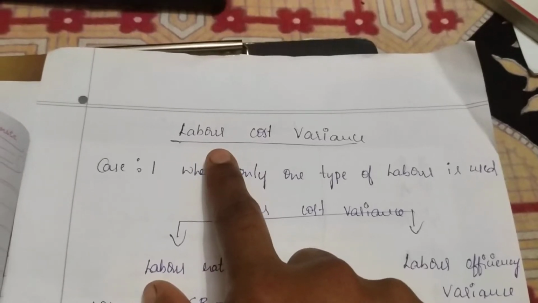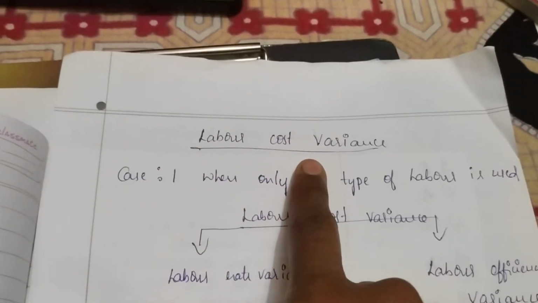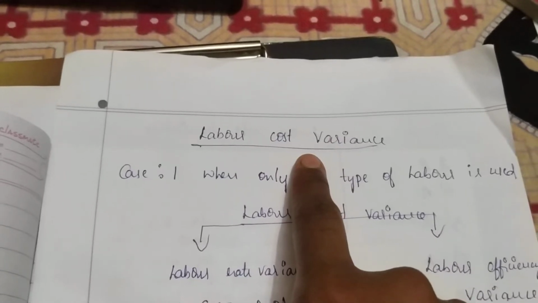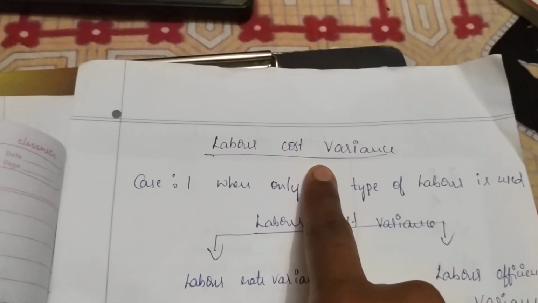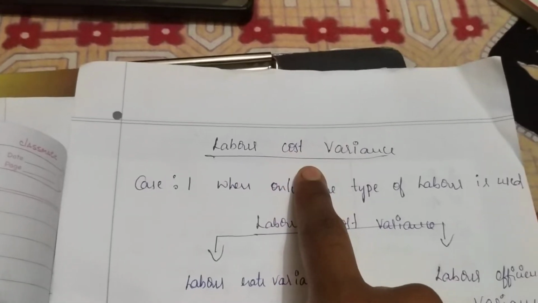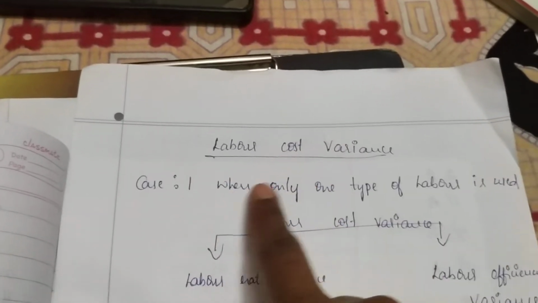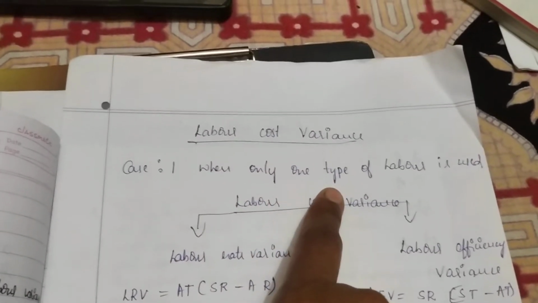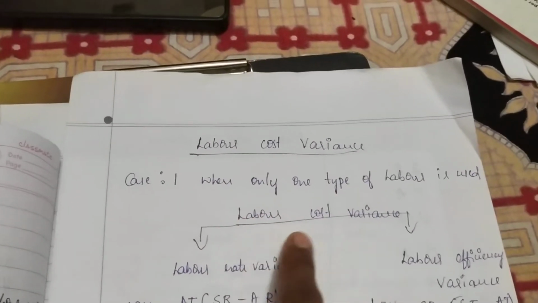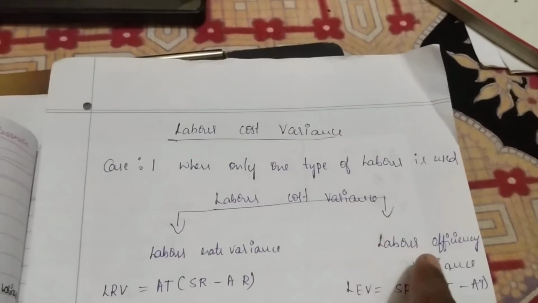Next topic is labor cost variance. Labor cost variance occupies an important place in variance analysis because the variance reflects the levels of efficiency of the labor force. Labor cost variance is calculated in different methods and at different times. The first case is when only one type of labor is used. In that case, labor cost variance can be calculated through the labor rate variance and labor efficiency variance.